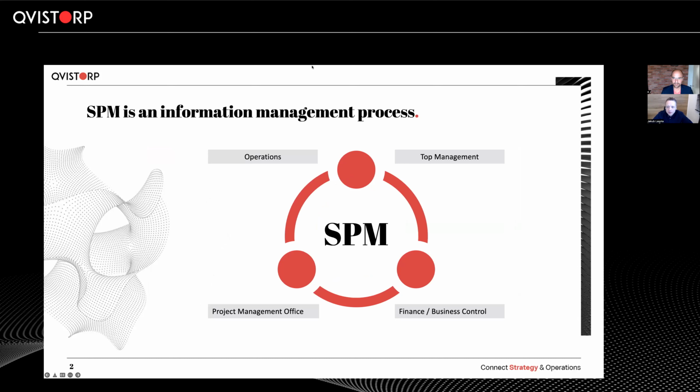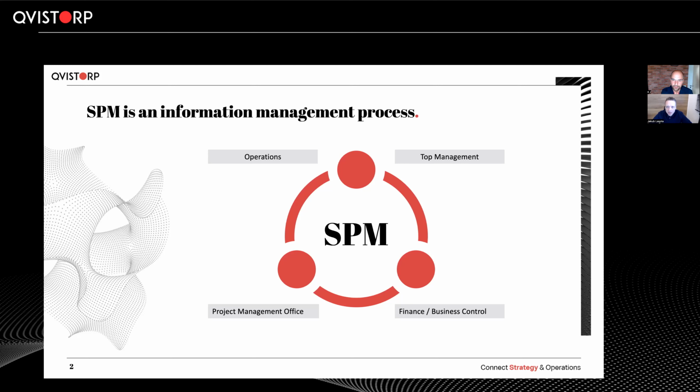Thank you, Krzysztof. So this is a very brief recap of the previous webinar. How we understand SPM, strategic portfolio management, is mostly as an information management process. So actually SPM facilitates information flow, helps to build criteria, helps to communicate, helps to transform this information into decisions. So usually this is a very basic and simplified diagram showing different actors which may be involved in the process.